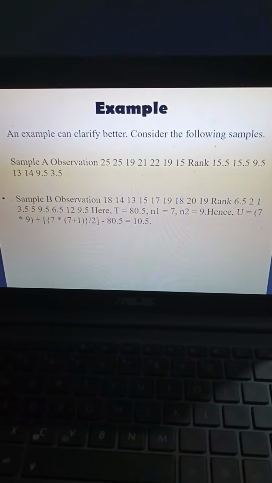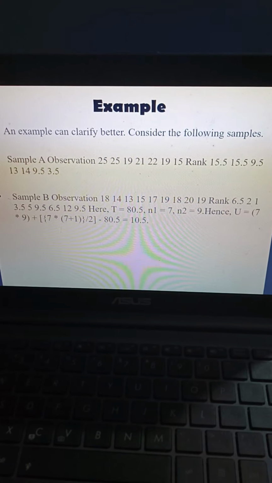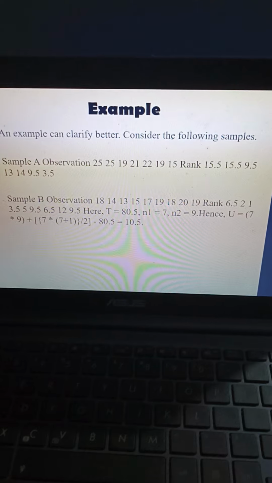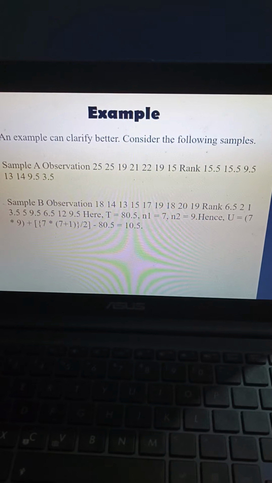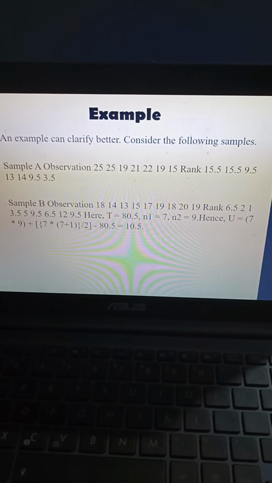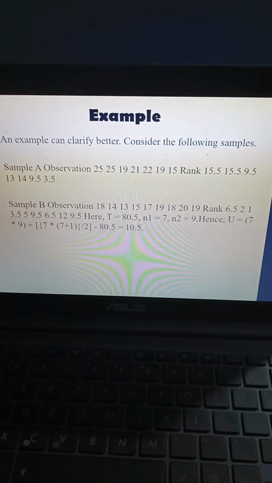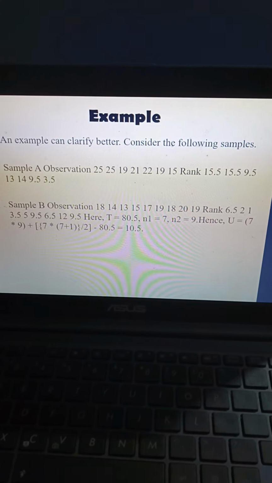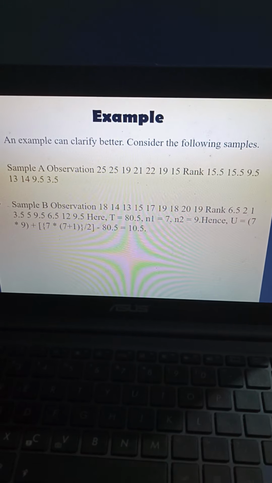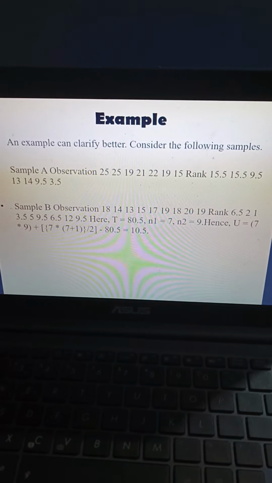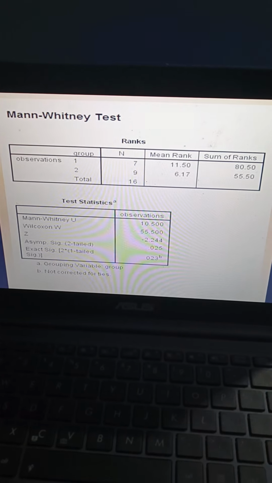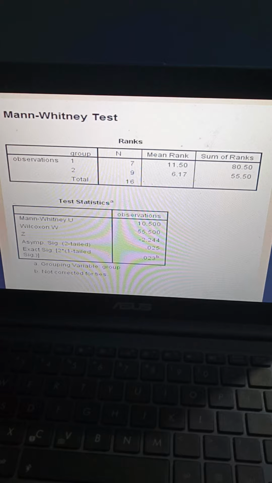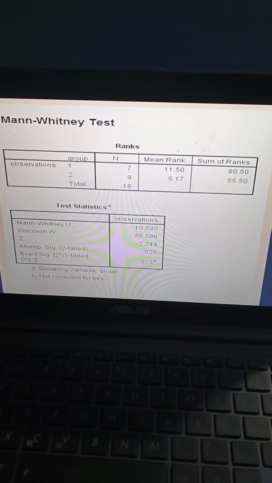For example, an example can clarify better. Consider the following samples. Sample A, observations. These are the observation values, these are rank values, and sample B, observations and rank values. And U here is, hence the total is 80.5, n1 is 7, n2 is 9, hence U is equal to 7 × 9 + 7(7 + 1)/2 − 80.5, which is equal to 10.5. Then coming to Mann-Whitney test, and in this way the test was done.